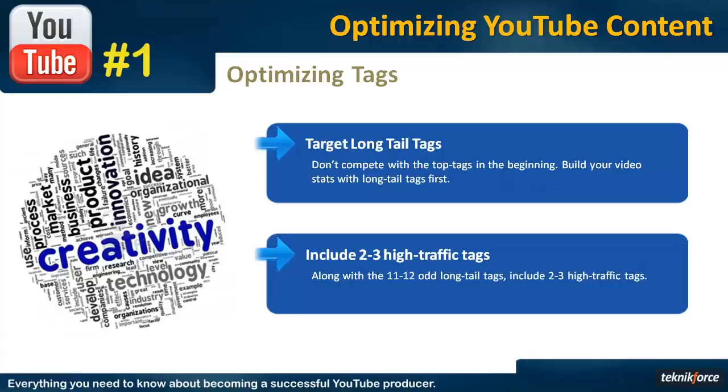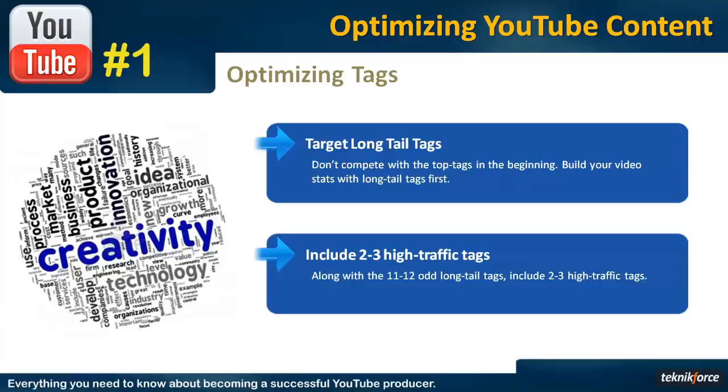It will start becoming more valuable, and when you target the more competitive tags later, it will start appearing higher up on the search results. But the idea is to be found, and if you target these keywords right in the beginning, you will never be found for these keywords and you will get absolutely no search results. So target the long tail tags first and in a massive manner.